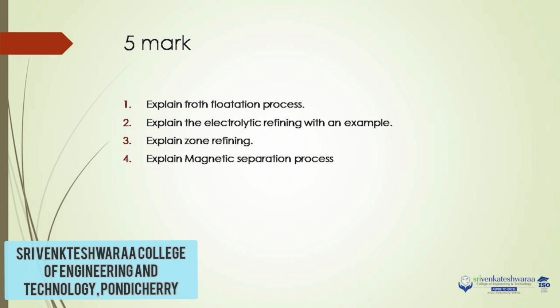Magnetic separation process. In this process, the best example is tungsten, where the ore contains the impurity wolframite, which we can remove by the magnetic separation process.